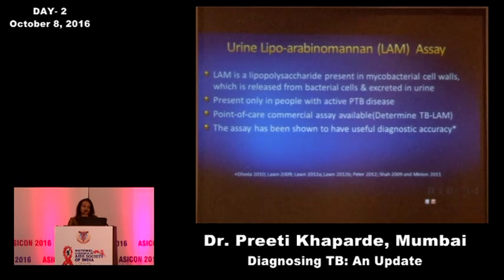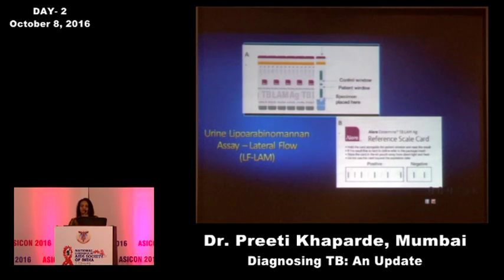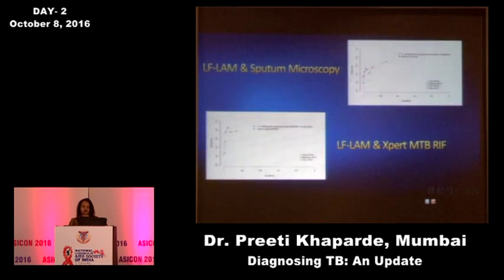The LAM is lipoarabinomannan. It's a polysaccharide which is a part of the mycobacterial cell wall, and it is released from the bacterial cells and excreted in urine. Several studies have shown that it is present only in people who have active TB disease. So there is a point of care assay which has now become commercially available and which has shown useful diagnostic accuracy. The assay looks something like this. The principle is immunochromatography, and the results are available within 30 minutes.